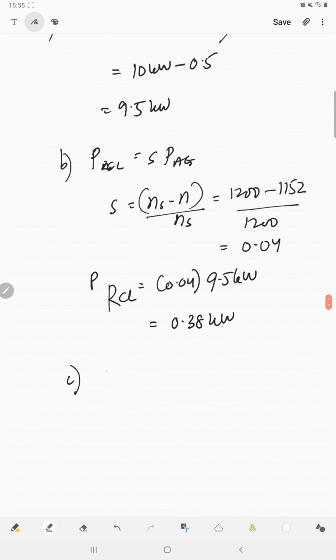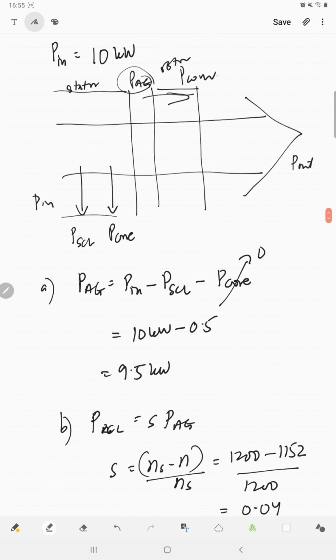And then how much is the mechanical power developed? Okay, so the mechanical power is actually the converted power, because the converted power is T induced times omega m, right? So this is coming from the power flow diagram. So the converted power is the induced torque times the motor speed. This is the actual mechanical power developed by the machine.